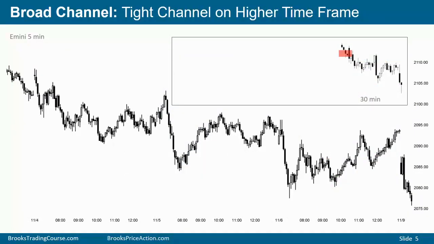This is a 5-minute chart of the E-mini, and you can see it begins in the upper left, and it continues down to the lower right, and therefore it's a bear channel. But within the bear channel, there are legs up that sometimes have 20 or 30 bars, and the market is sometimes always in long. And therefore, there are times when it makes sense to be trading on the long side, even though it's a bear trend.